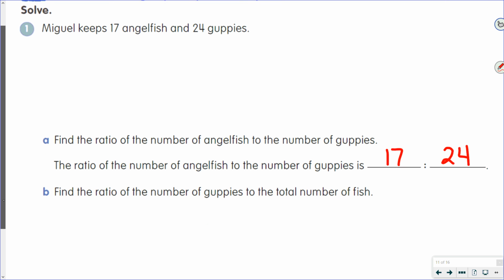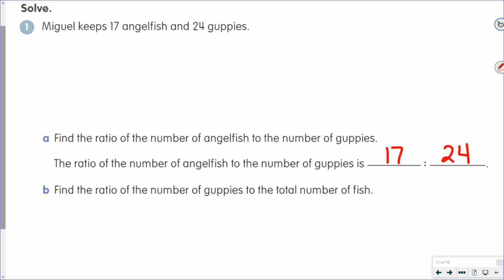Part B, we want to find the ratio of the number of guppies to the total number of fish. Well, there are 24 guppies. We're comparing that to the total number of fish. Well, the total number of fish would be 41 because we take 24 plus 17 to get the total number of fish.